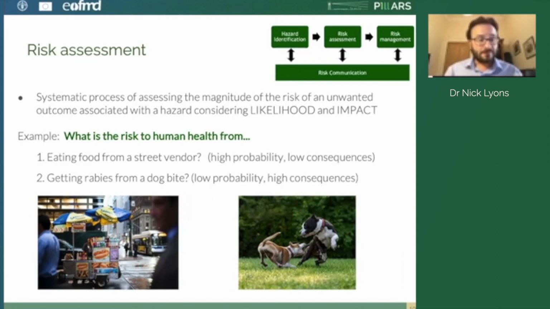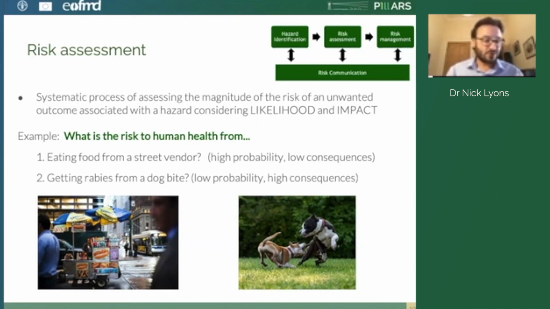So this is the systematic process of assessing the magnitude of the risk of an unwanted outcome associated with the hazard, considering the likelihood of the hazard and the impact of the hazard. To try and put this into some context, when we talk about likelihood or probability and the impact of a hazard: if you go to a street vendor and you want to eat some food, what is the human health risk associated with that?